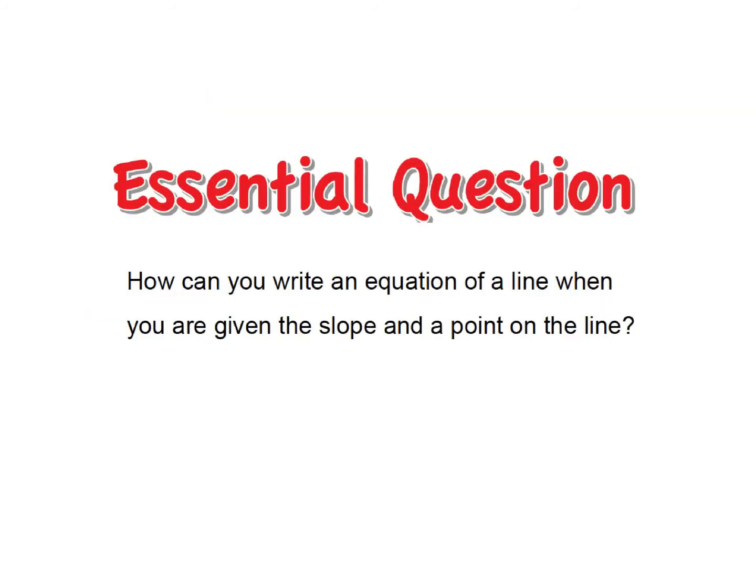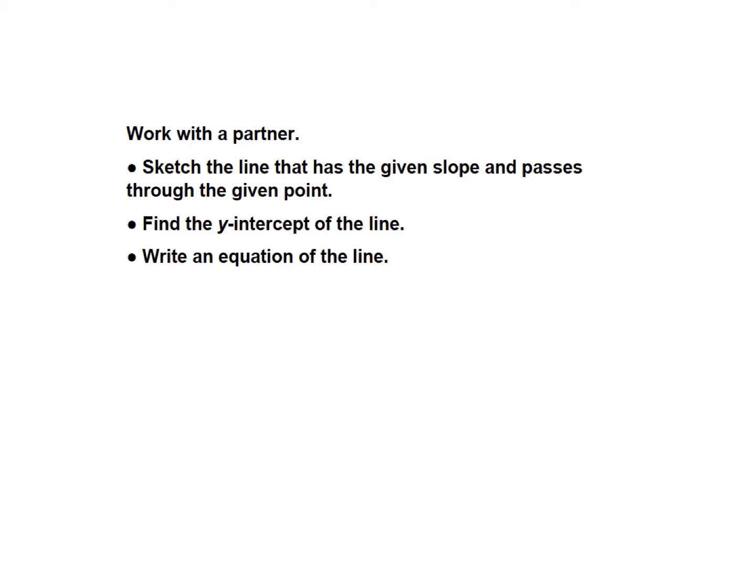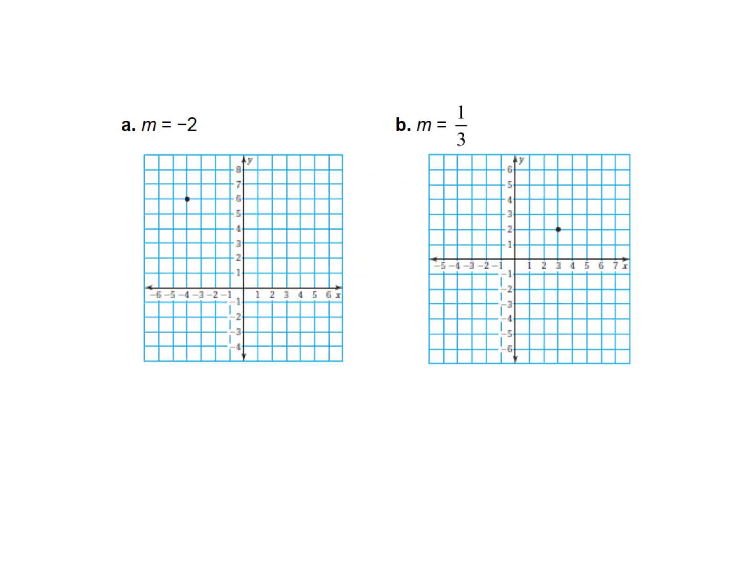So this time, we're going to be given the slope and a point on the line. And once you have that, you should be able to write it in slope-intercept form. There's two ways of doing this. The first way is that we're going to draw a line with a given slope that passes through the given point. We're going to find the y-intercept and then write the equation. So here's our slope, -2. So it's -2 over 1, which means we go down 2 and then to the right 1.